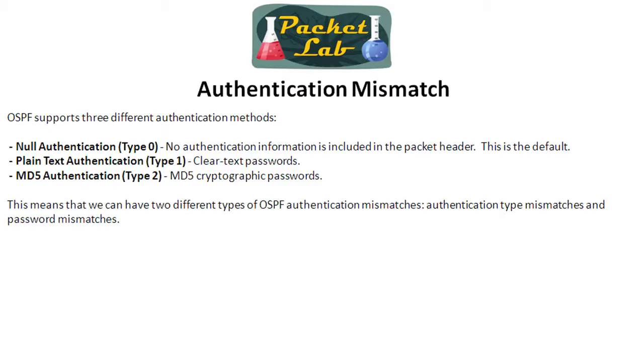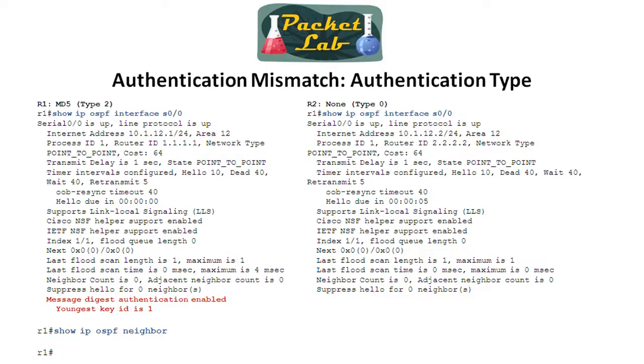So what this really means is that we're going to have 2 different potential types of authentication mismatches. We're going to have a mismatch between the authentication type and then the old school plain Jane password mismatch. So if we agree on a type, we also have to make sure that our passwords agree as well. So looking at the authentication type mismatch first, R1 we've got configured to use MD5, which is type 2. R2 is not using any authentication at all, which is actually type 0. Like I said, kind of weird.